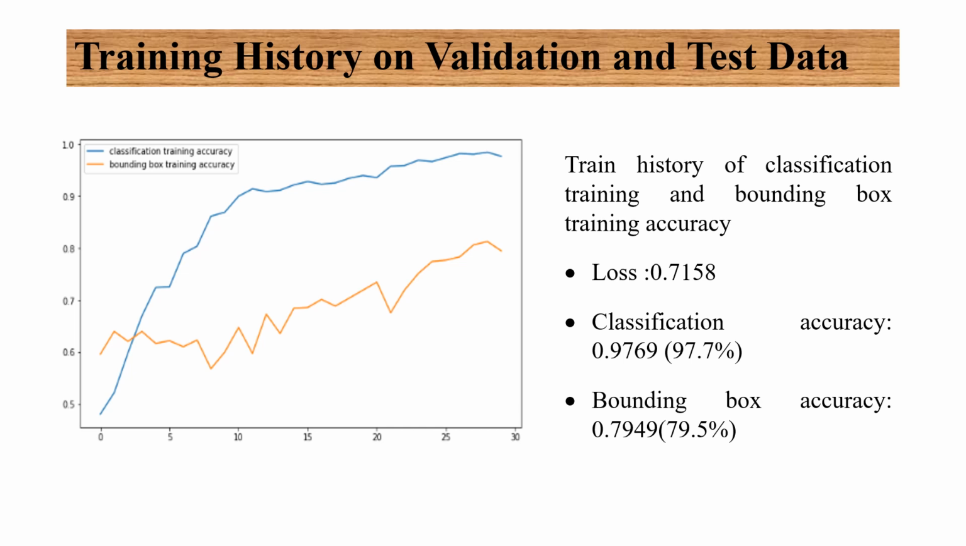For loss, it had 0.71, classification accuracy is 97.7%, and the bounding box accuracy was 0.79, that's 79.5%.